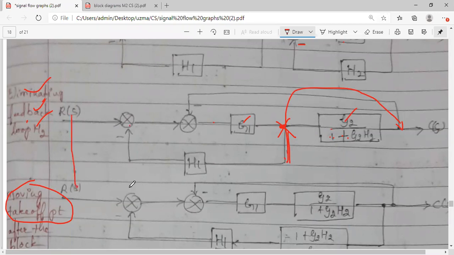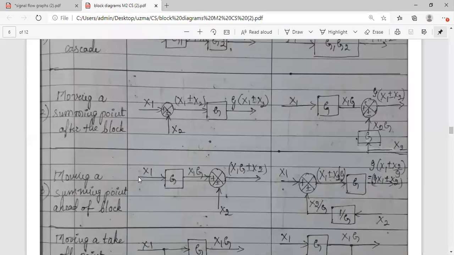Starting with R, this diagram, this summing point as it is. Even G is also as it is. After this, I have simply moved this point here. Okay, ये भी block मैंने ऐसे ही draw किया है as it is. Just ये जो take off point है, this I have drawn, I have shifted it ahead, after the block from here. So what the rule says? Let me show you.